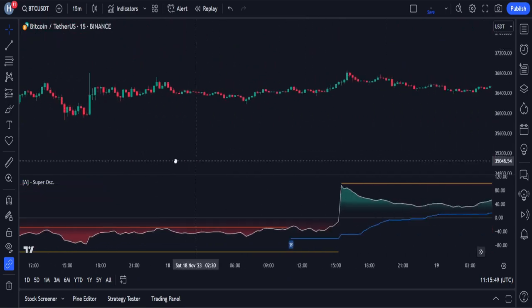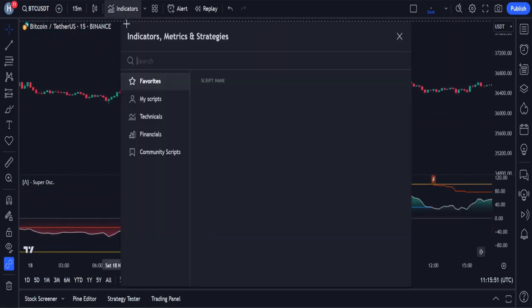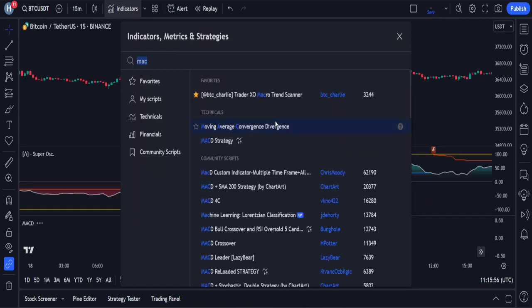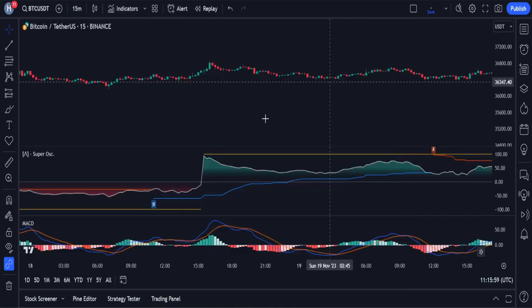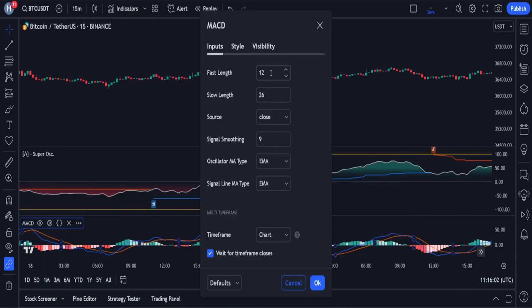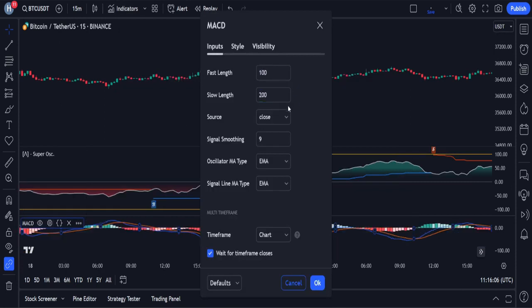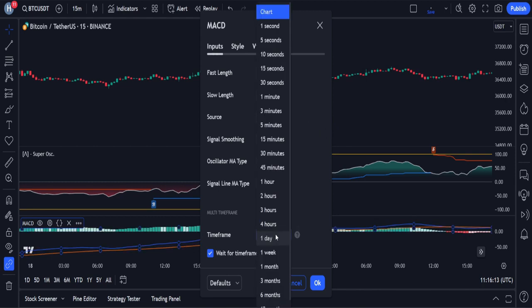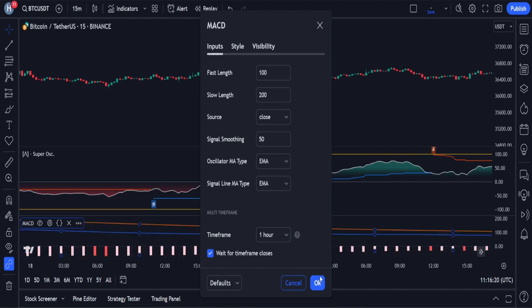So to filter these false signals, we will click on Indicators and we will search for MACD, and then add this one to the chart. First of all, let's quickly modify the settings for this indicator. We will change the fast length to 100, and for the slow length, we will set it at 200. And for signal smoothing, we will set it at 50. And then here for the time frame, we will set it on a higher time frame than our chart time frame. Right now, we are on a 15-minute time frame, so we will set it on 1 hour time frame.